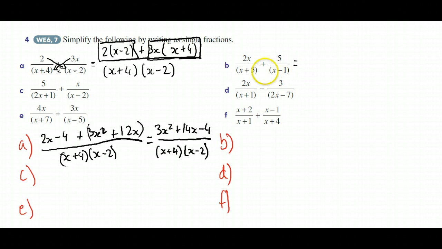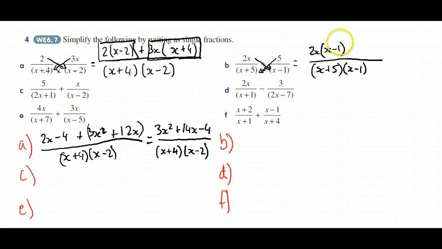Okay, the next one. We've got to multiply both sides by that, so on the bottom we're going to have x plus 5 in brackets and x minus 1 in brackets, and then we're going to multiply the top of each side by the bottom of the other side. So 2x times x minus 1 here, and then it's a plus in between, so plus, and we'll put all this in brackets, 5 bracket x plus 5. We're multiplying 5 by all of that.